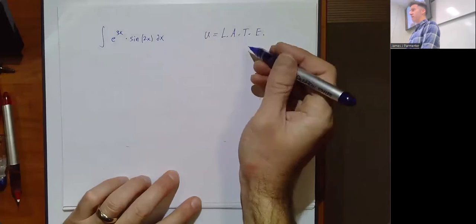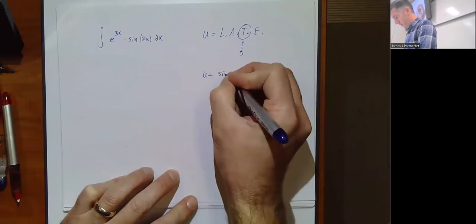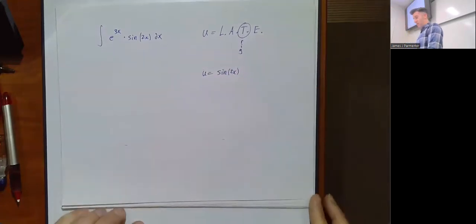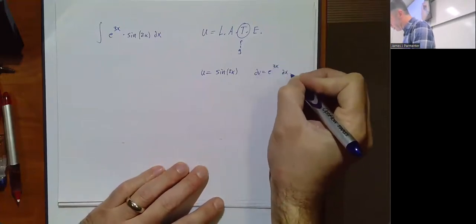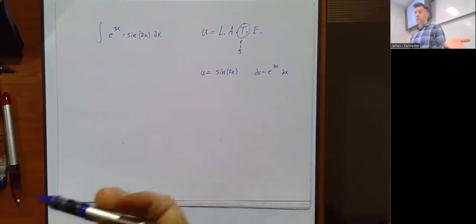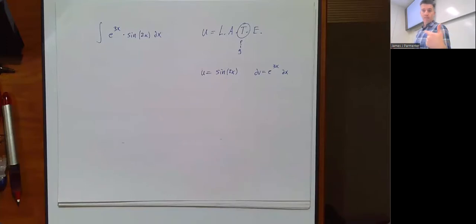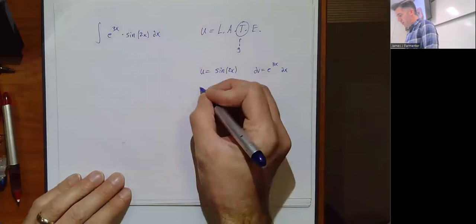So trig is my choice for u. So I'm going to let u equal the trig thing, and I'm going to let dv equal the rest. Something to know about this, technically, you can make the opposite choice. You could let u equal the e to the x thing and dv equal the trig thing. Either way, it doesn't really matter which order you do it as long as you're consistent. I would encourage you to do it this way because I feel like it's easier. You'll see what I mean in a second.